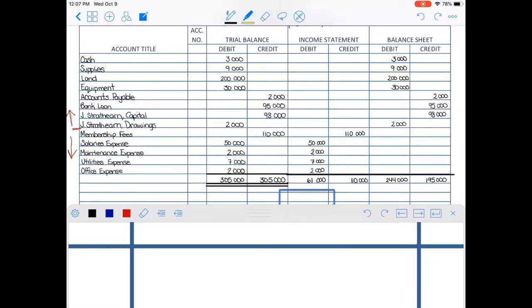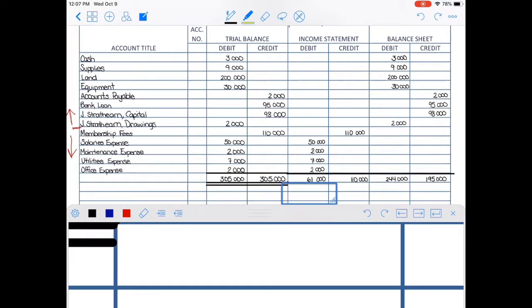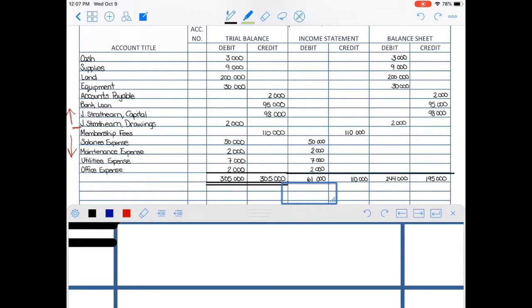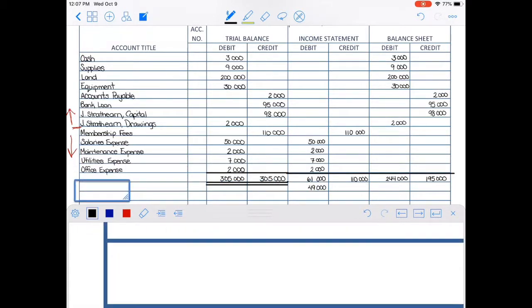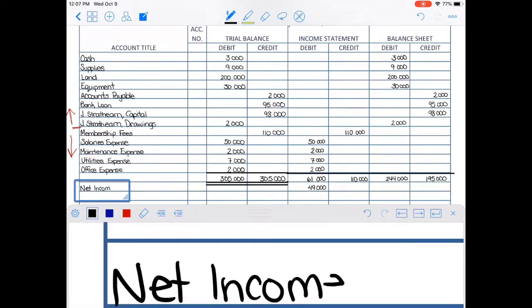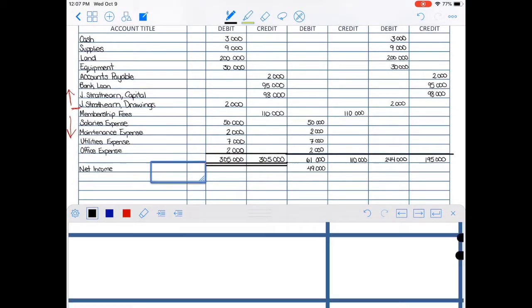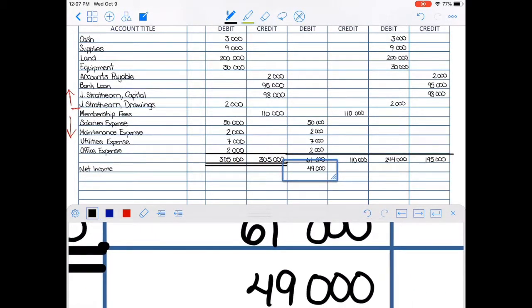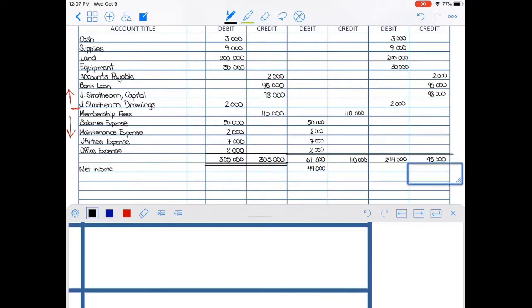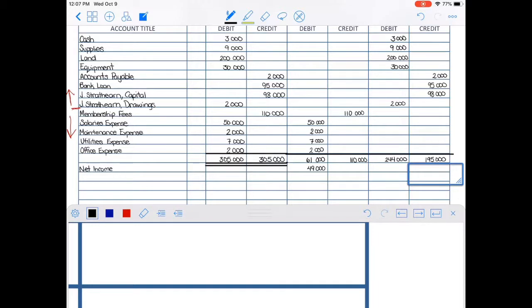In this case, our revenues were $110,000, our expenses were $61,000, so we're going to have a net income of $49,000. Because it's a net income, I'm going to write that over on this heading over at the side, net income. And you'll notice that I skipped a line so that this net income is on the same line as the number that it represents. I'm going to do the same thing over on the right side. I'm going to take my debit column for my balance sheet, $244,000, and subtract $195,000, and you'll notice that also gives me $49,000. This should give you the same number.